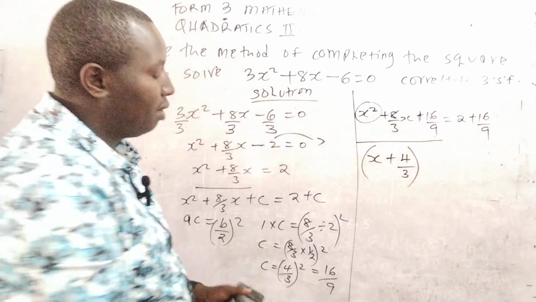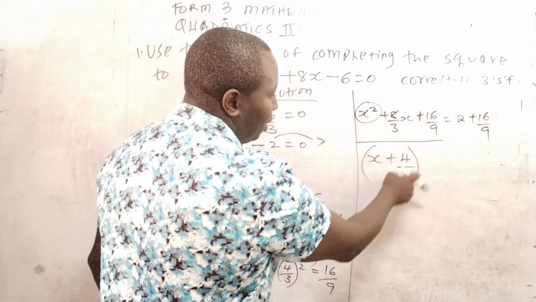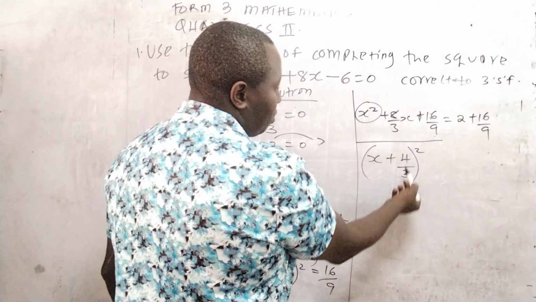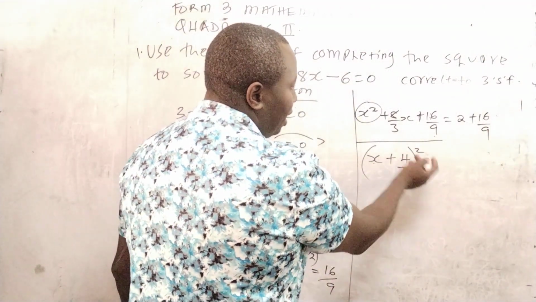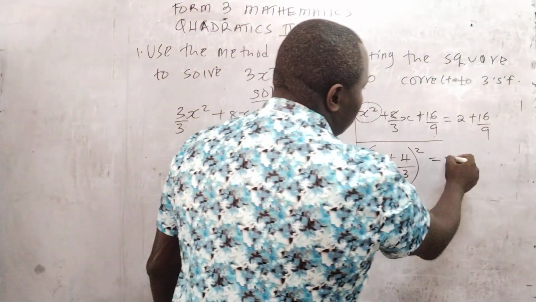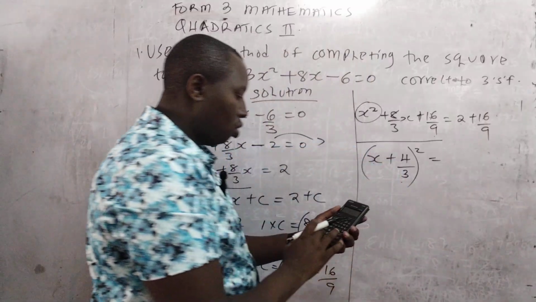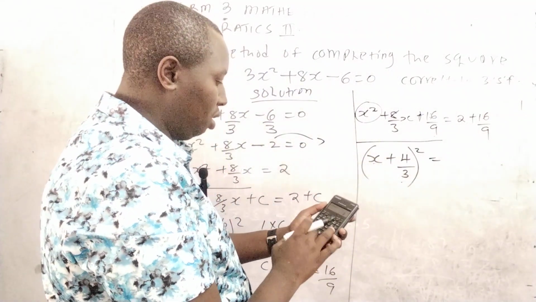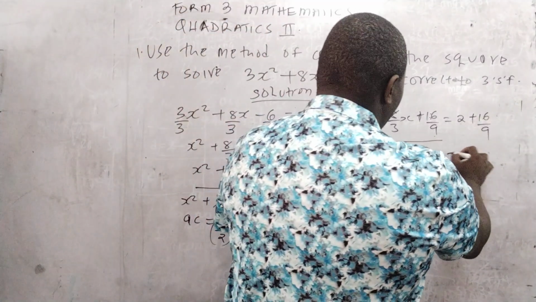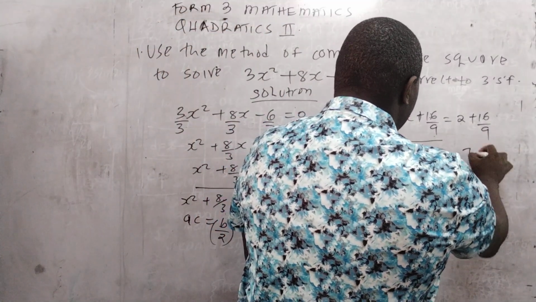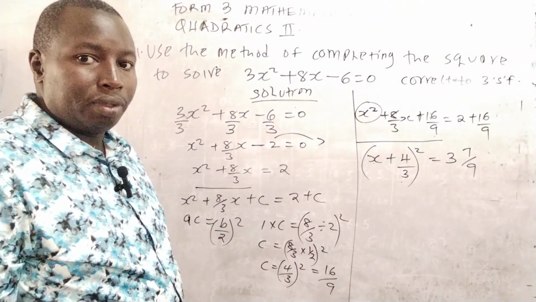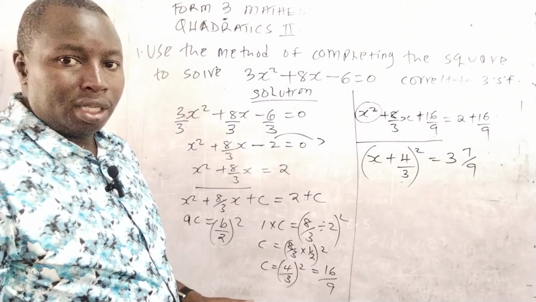The value that you had got here is the same that you are putting here: x plus 4 over 3 squared. By factorizing that, because it's already a perfect square, x plus 4 over 3 squared is the same as x squared plus 8 over 3 x plus 16 over 9, which is equal to 2 plus 16 over 9. So you get the answer is 3 and 7 over 9.